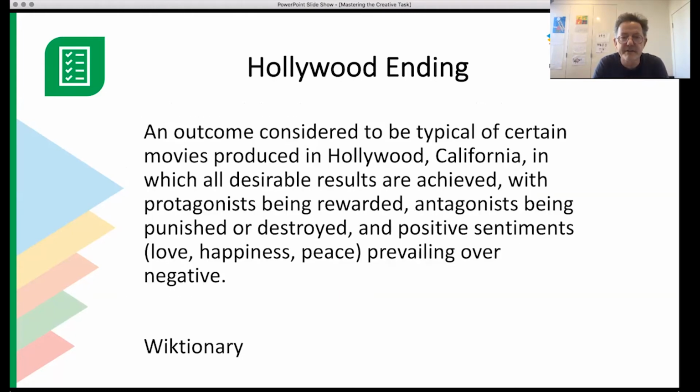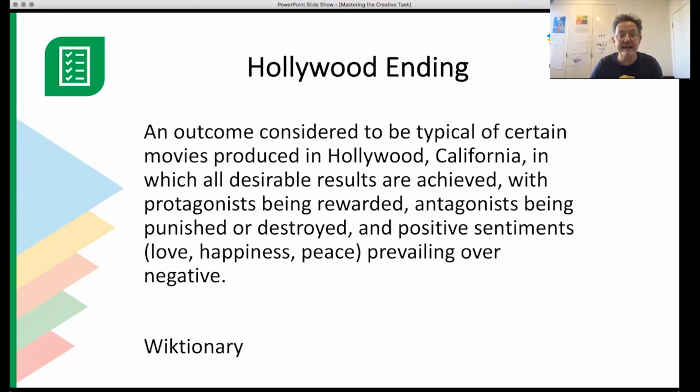An outcome considered to be typical of certain movies produced in Hollywood, California, in which all desirable results are achieved, with protagonists being rewarded, antagonists being punished or destroyed, and positive sentiments, love, happiness, peace, prevailing over negative. See the word typical in the first line there. Once something becomes typical, it becomes predictable, and we can do better than that.